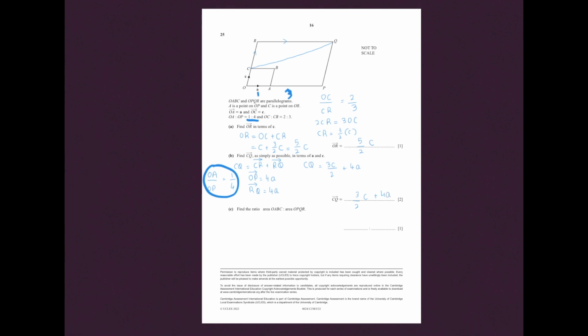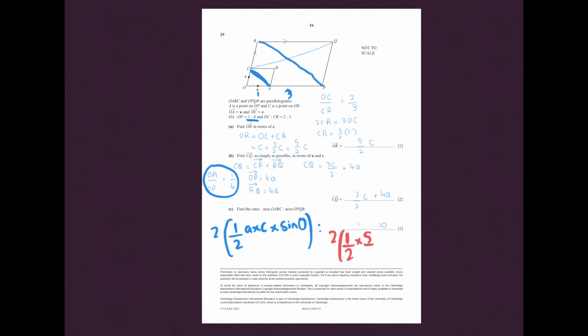Then area is needed. Then for area, let's find the area of this triangle. So it's half AB, that's a into c into sine angle O. And I'm going to multiply this by what? 2. That is the area of the other bigger triangle. A parallelogram is divided into two triangles, right? Let's find the area of this triangle.